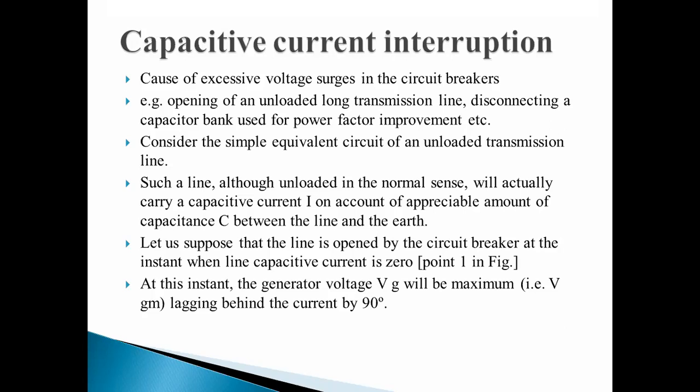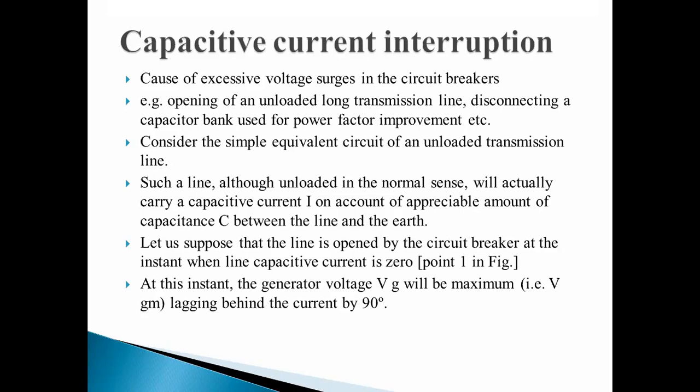Due to current chopping also, there is a voltage surge, right? There is a voltage surge before the current 0 point only. The voltage is increasing to the restriking voltage. Similarly, in capacitive current interruption also, that voltage will increase. That is, it is the cause of excessive voltage surges.